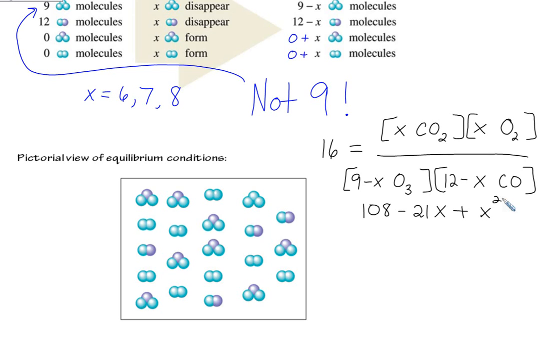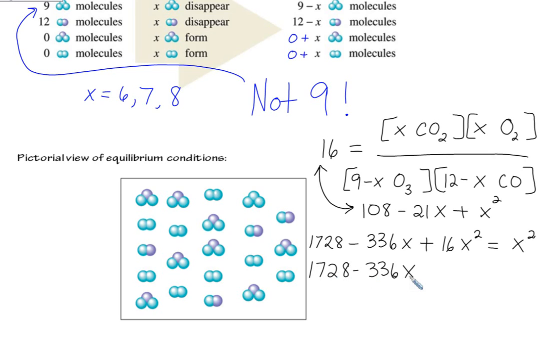Okay, so now let's start to simplify this. Let's multiply everything by 16. Oh, this is kind of nasty. Okay, so we'd have 1728 minus 16 times 21, 336x, plus 16x squared. Gosh, this is awesome. Why don't we just say equals x squared right away? Because then it would equal x times x from the numerator. Okay, so now let's see what we can do here. 1728 minus 336x plus 15x squared equals 0.